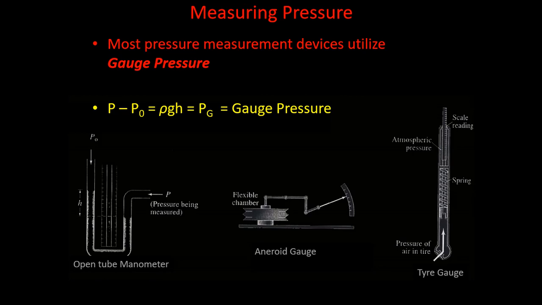So as we mentioned previously, most pressure measurement devices that you'll see use something called gauge pressure, and this is P minus P0, some atmospheric pressure at sea level, and that's equal to rho g h, and that's what you can call your gauge pressure. There are many ways of measuring gauge pressure, from tire gauges through to aneroid gauges to manometers. Usually the physics behind this is something like a Venturi tube that we'll see later, or some other similar system.